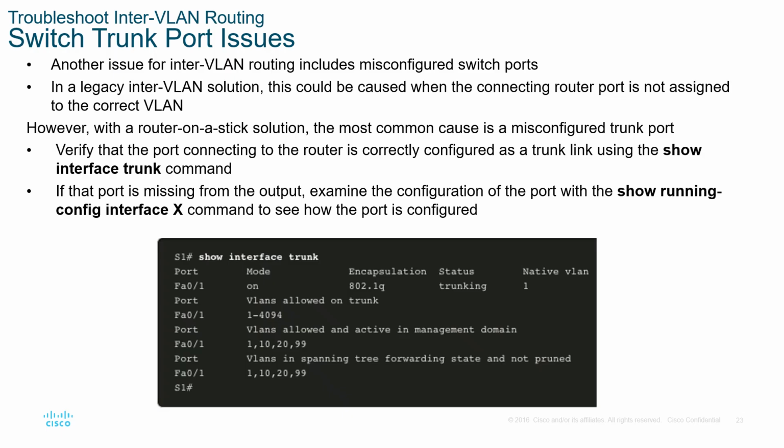If that port is missing from the output, you want to examine the configuration of the port itself with the show running-config and the appropriate interface. So right now I can see that I am trunking on native VLAN 1 and I am trunking for the VLANs 1, 10, 20, and 99. So my ports are listed here, my allowed VLANs here, my native VLAN up here, and my status is trunking, and it is on.